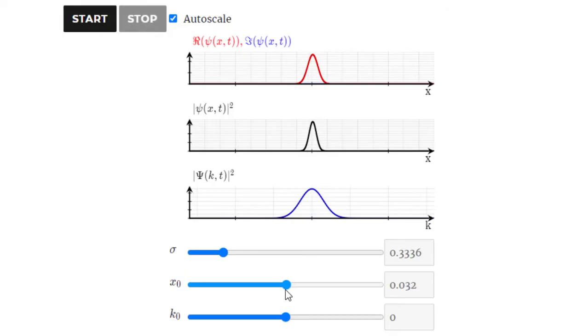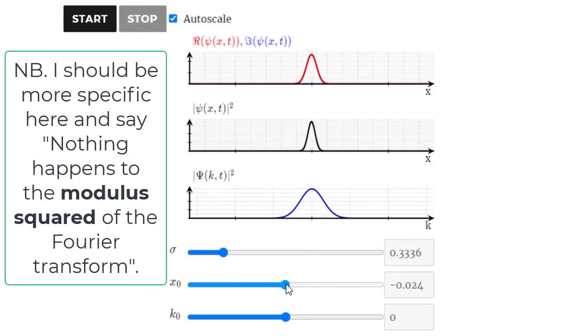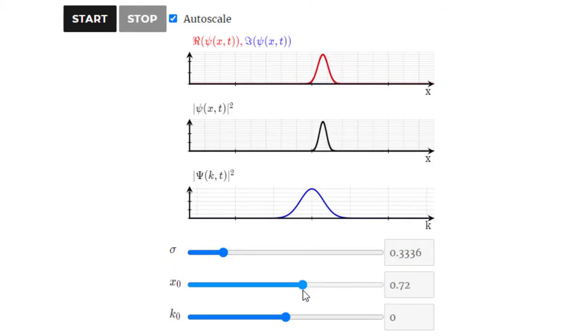I'm going to shift the wave function along the x-axis. Notice how nothing happens to the Fourier transform. And that's because shifting the function along the x-axis only affects the phase, and because we're plotting the modulus squared of the Fourier transform, we don't see any effect. Okay, let me set that back to 0 as I have.